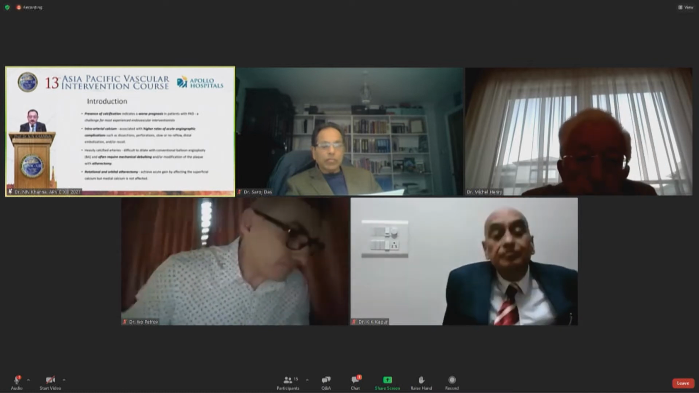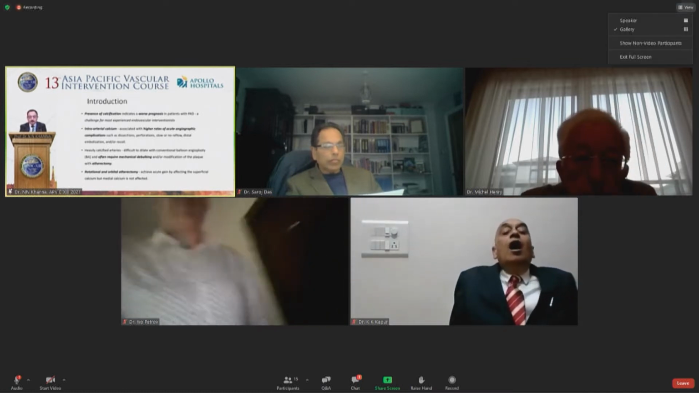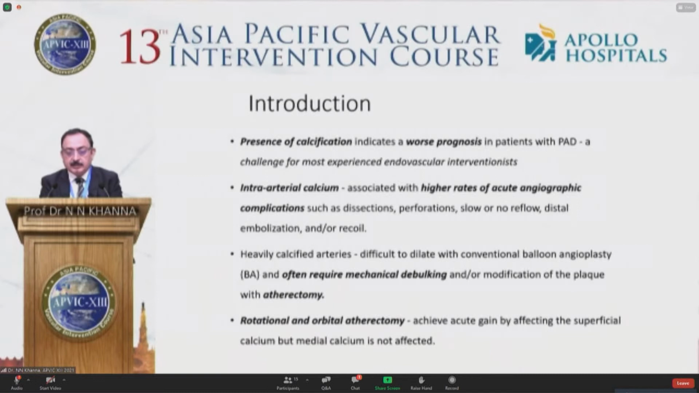The presence of calcium indicates worse prognosis. We have seen Dr. Deepak Jain presenting a lot of complications, how to deal with complications of coronary perforations. And many a times in coronaries and also more in peripheries, this calcification indicates worse prognosis because this has been experienced by most of the vascular interventionalists.